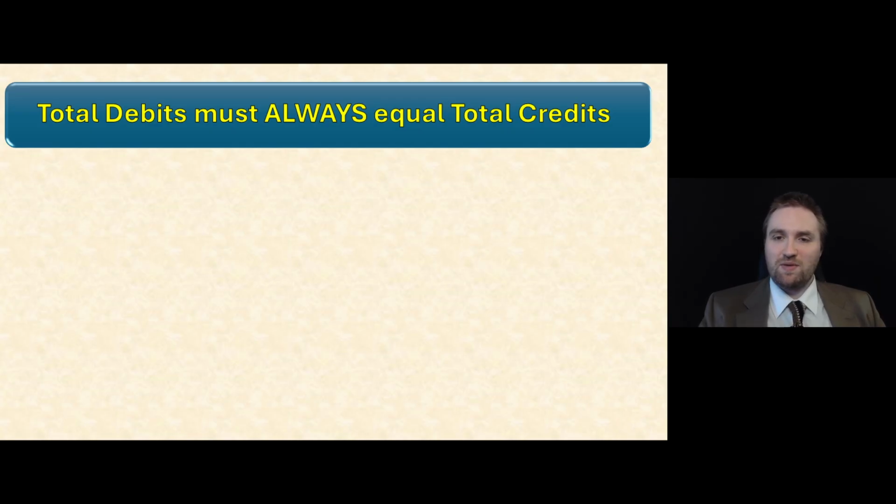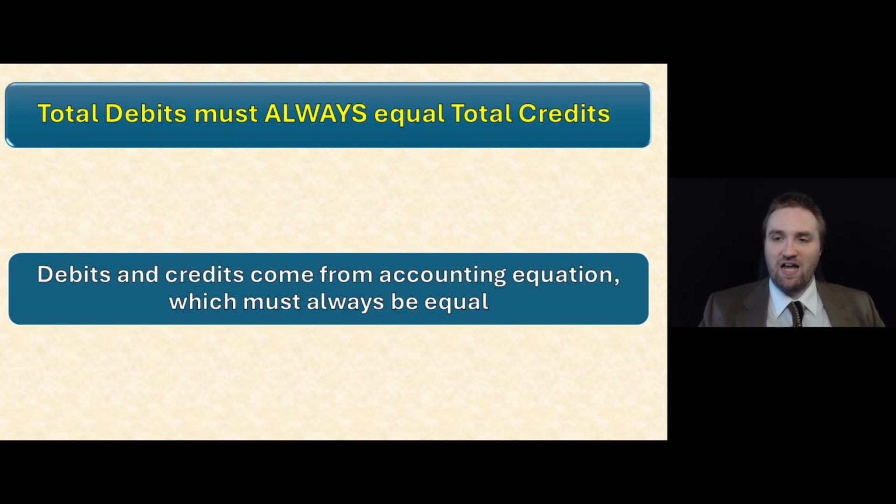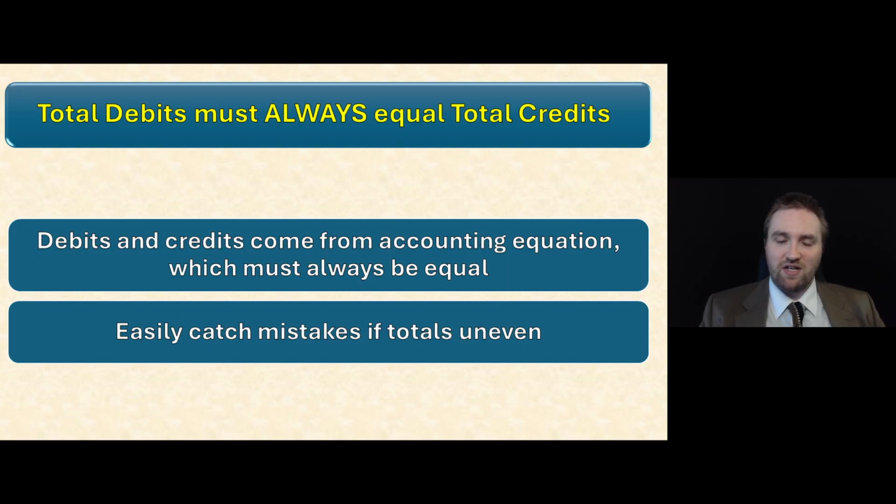Remember, debits being left and credits being right comes from the accounting equation. Assets are debit balances, and liabilities and owner's equity are credit balances. Therefore, assets equal liabilities plus owner's equity is the same as debits equal credits. One of the most valuable things about double entry bookkeeping is that it allows us to catch mistakes because we can easily compare how much is debited in total and how much is credited in total for a transaction.